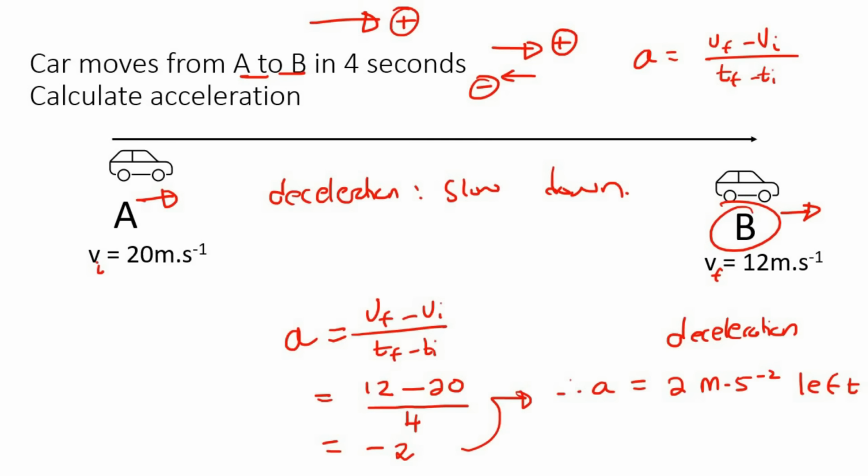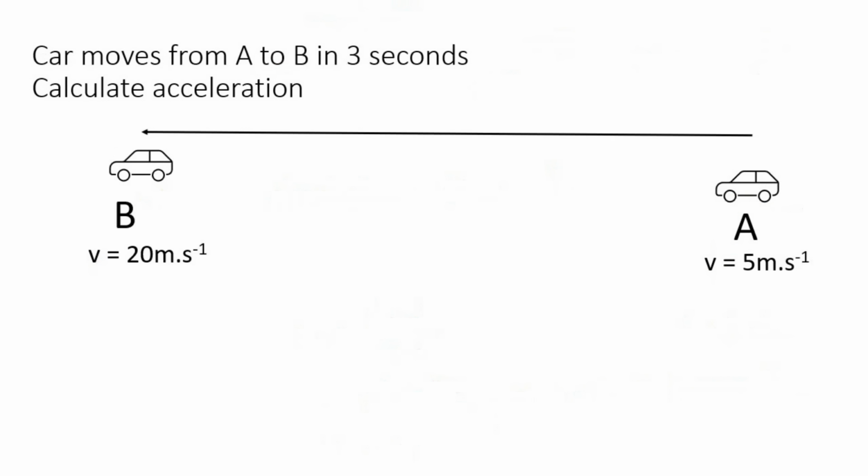So if a vehicle is moving this way, but your acceleration is that way, it'll slow down. If your vehicle is moving this way and your acceleration is also that way, your vehicle will speed up. If a vehicle is moving this way and your acceleration is this way, it will speed up. Okay, so yeah, that's quite important. Now let's move on to another example.